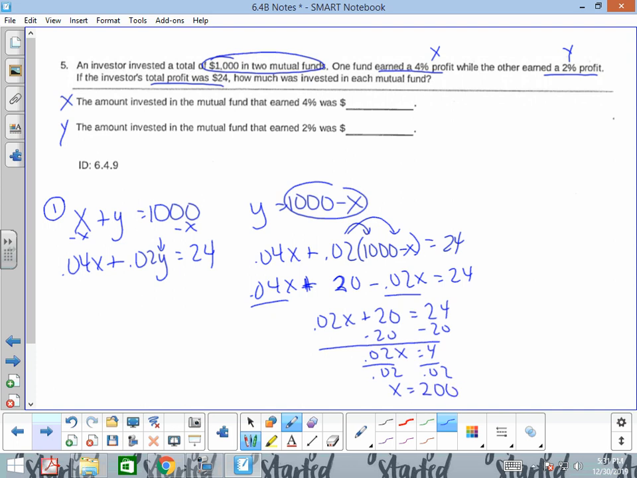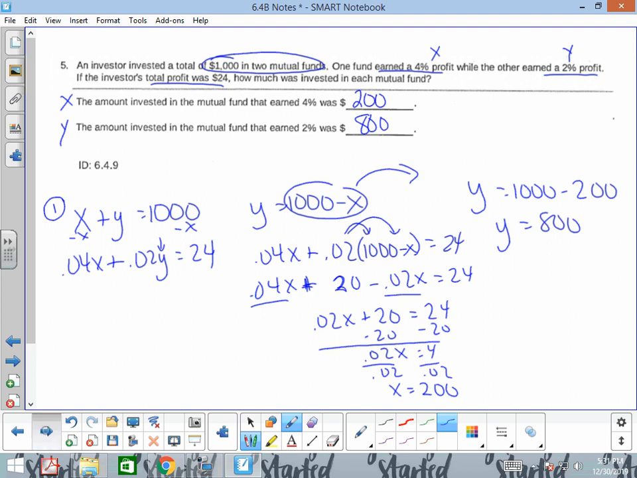So 200 is the amount invested at 4%. How much was invested at 2%? Well, that's where your y comes in. So y equals 1,000 minus x, which is 200. So y is $800. Okay.